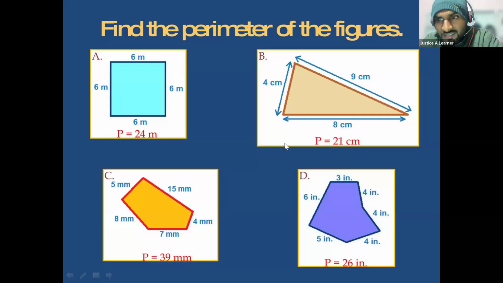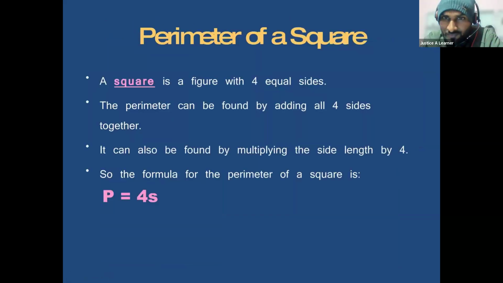The second shape is this triangle. The same would go with this. In the third shape, there are one, two, three, four sides, so let's just add them up. Easy, exactly. Same with this one: one, two, three, four, five, six sides. Great.